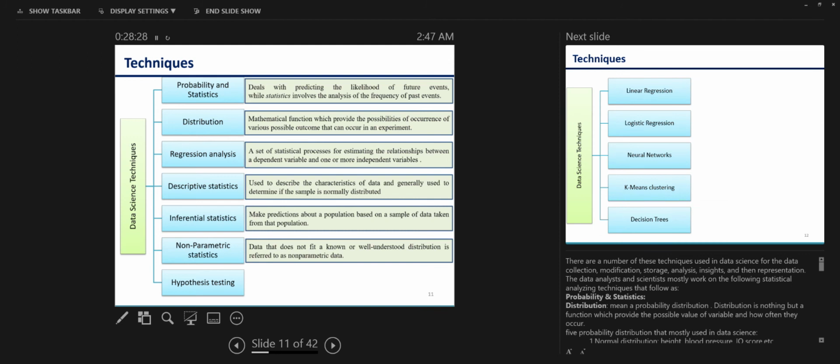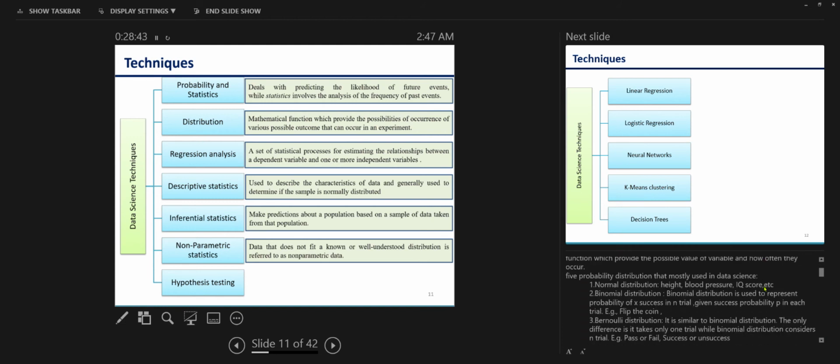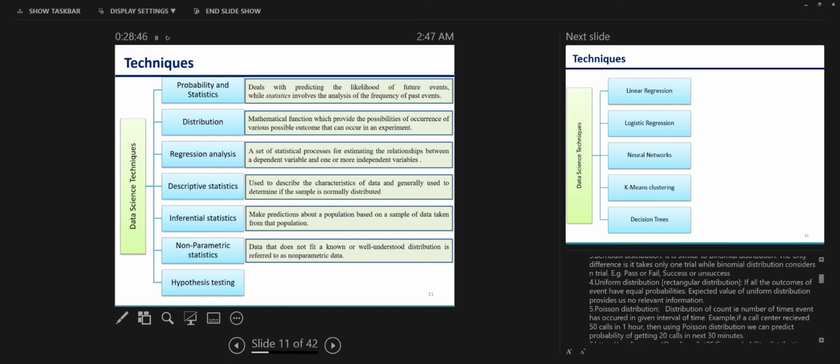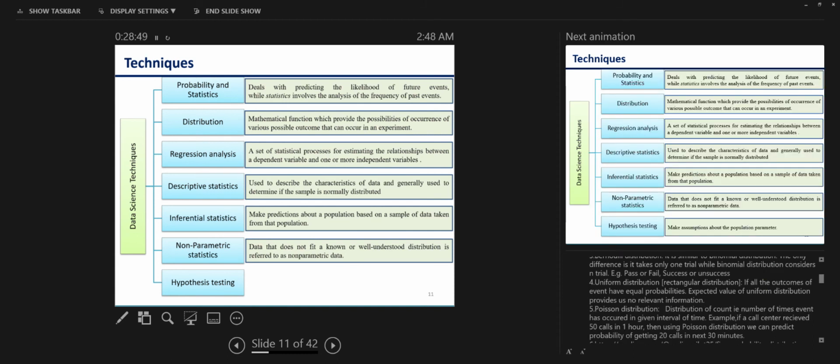And then non-parametric statistics. They are used for data that does not fit a known or well-understood distribution, which is referred to as non-parametric data. That means the data does not fit a known or well-defined system. If no parameter is defined for some particular data, then we don't know about that data's features, so those are analyzed with non-parametric analysis.